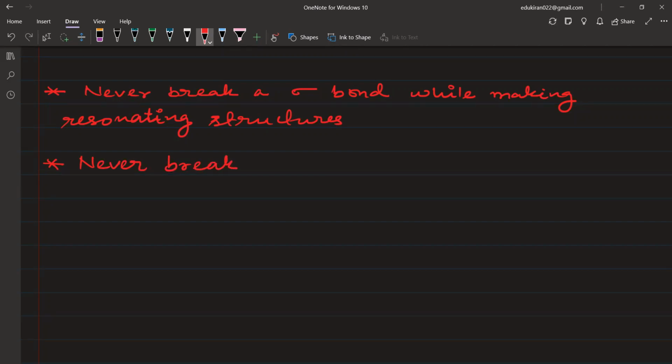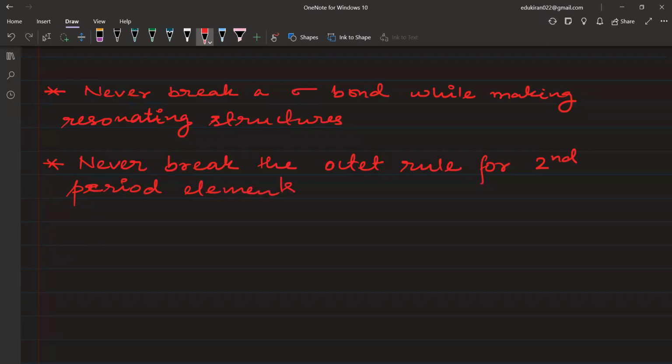Never break the octet rule for second period elements. Second period elements generally you are going to get carbon, nitrogen, oxygen, fluorine. So you can have a maximum of 8 electrons, not more than that. So please remember that you should never break the octet rule and you should never break the sigma bond. These are the 2 rules that you should remember while making the resonating structures.